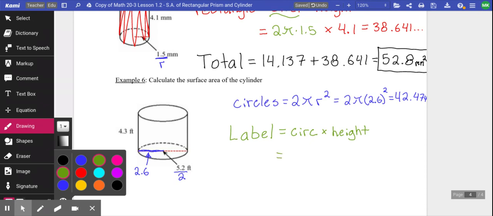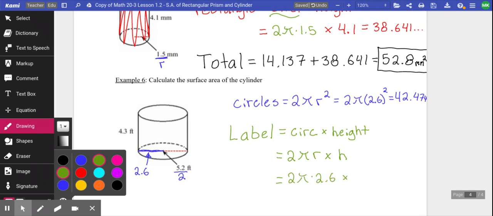Circumference is 2 pi r. The height is 4.3. I'm just going to leave it as h for now. Then you can put all your values in, right? Once you recognize what your formulas are, you can put everything else in. So 2 times pi times 2.6.